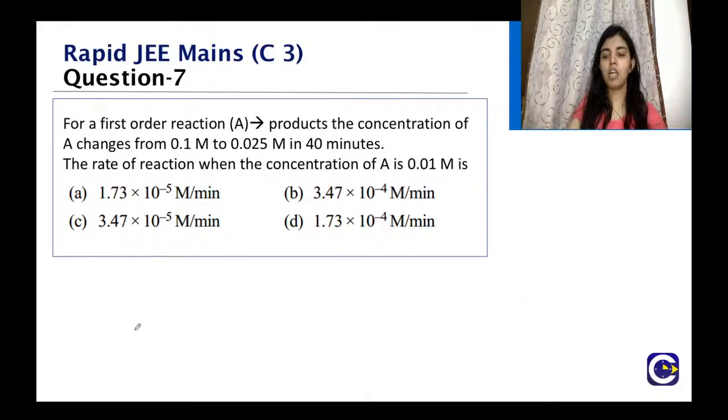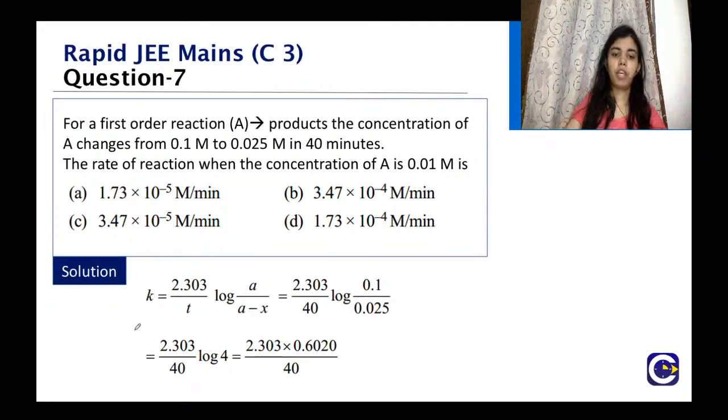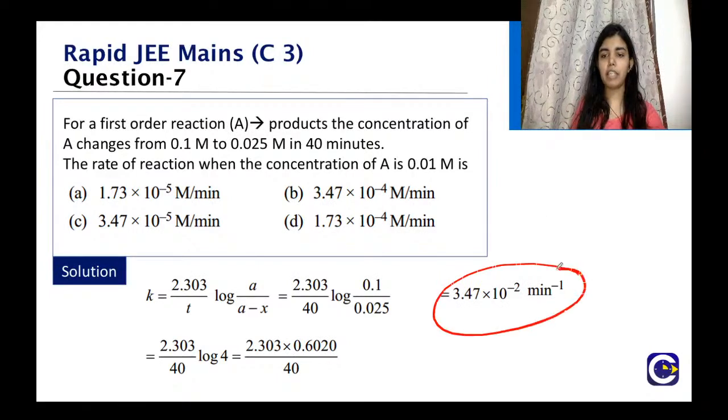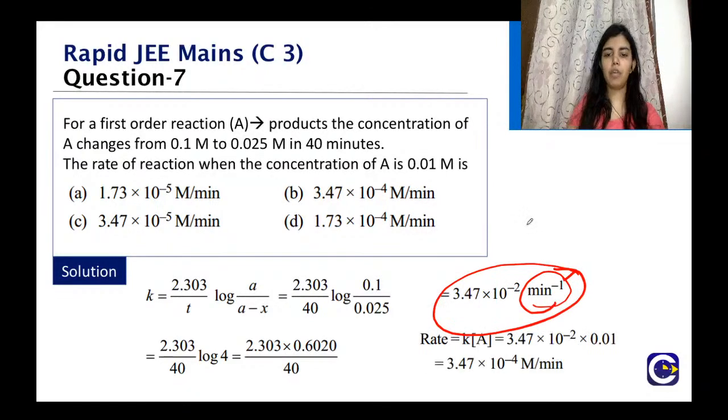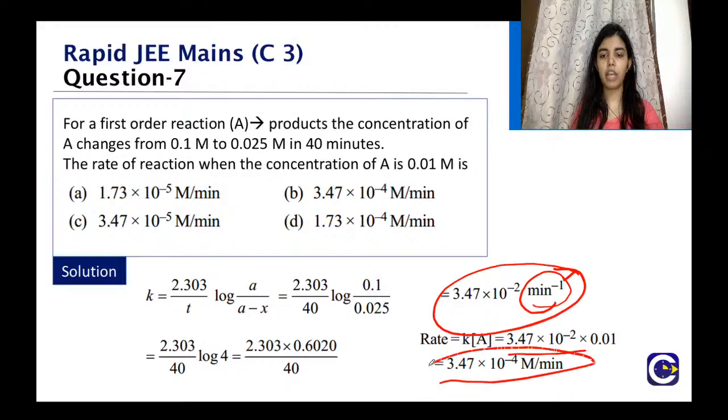Okay. So when we solve it, you will get K equal to 2.303 into 0.6020 divided by 40, or you can get the value of K as 3.47 into 10 raised to the power minus 2 minute inverse, right? Now substitute this value in the equation, that is rate equals rate constant into concentration of A, and then you can get the answer as 3.47 into 10 raised to the power minus 4 molar per minute, right? So answer for question number 7 is B. Okay.